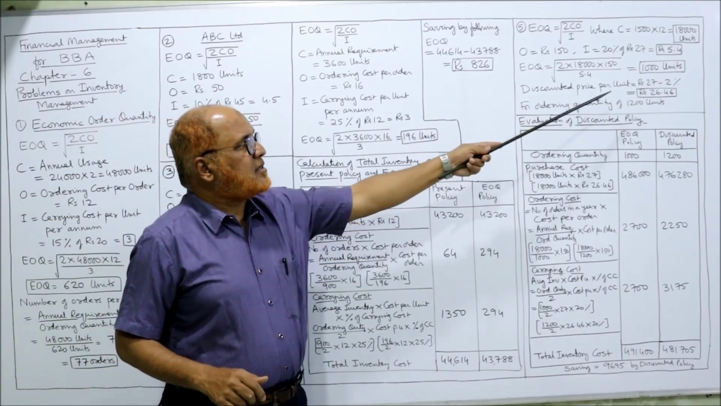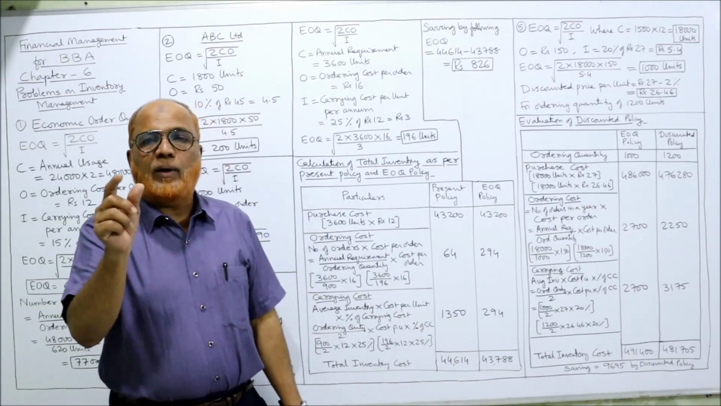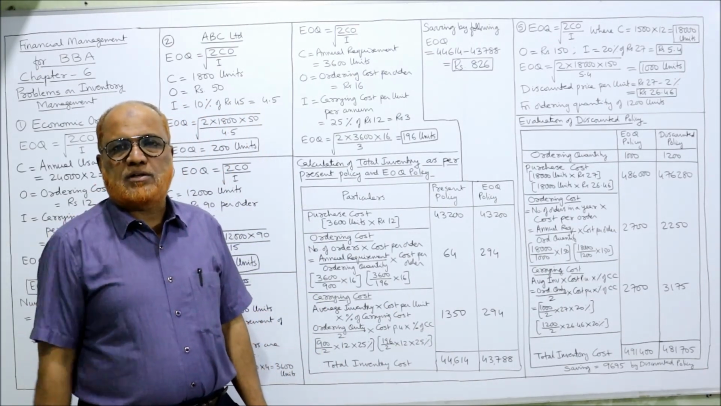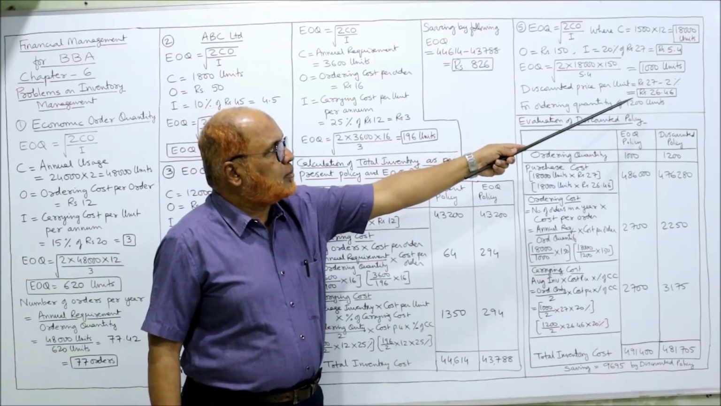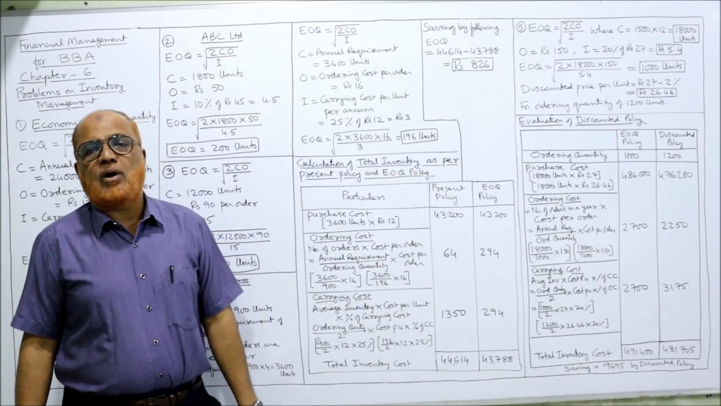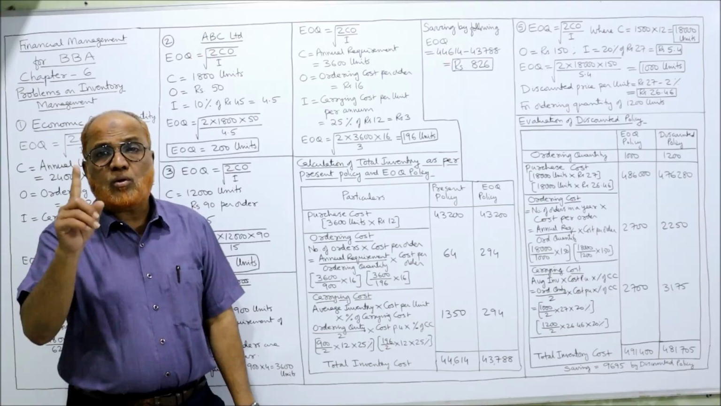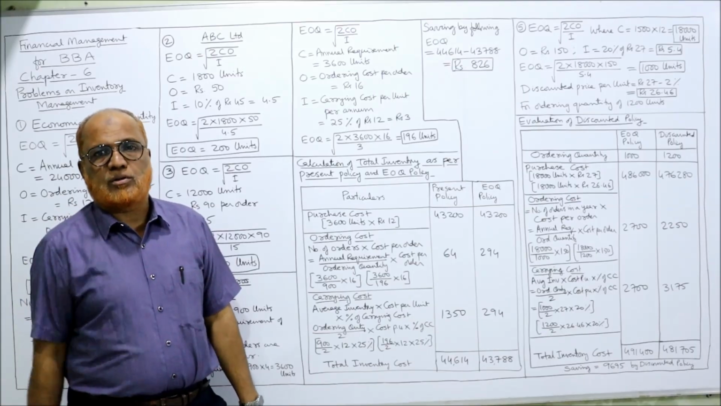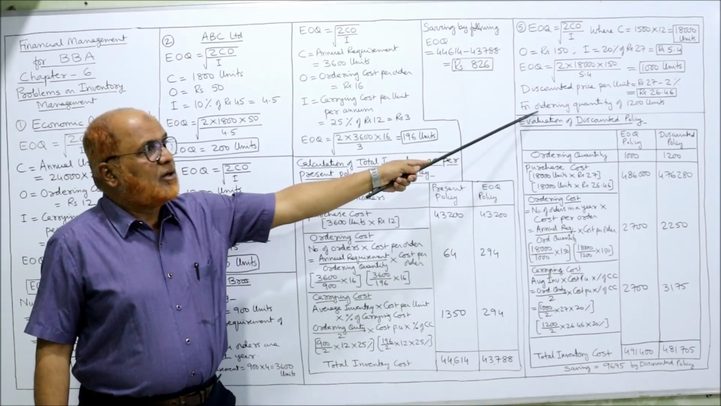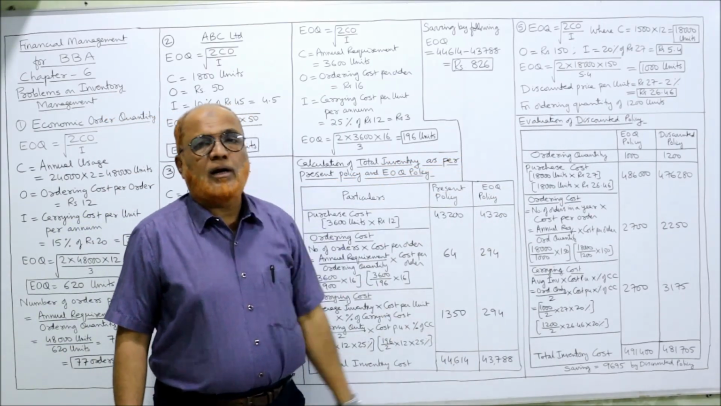Now the discount is 2%. So 27 rupees is without discount. So 27 minus 2%, you will get 26.46. This is the cost per unit after discount. But when will the discount be applied? For an ordering quantity of 1200 units.